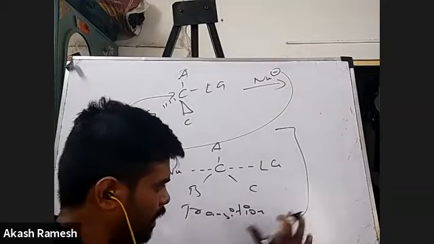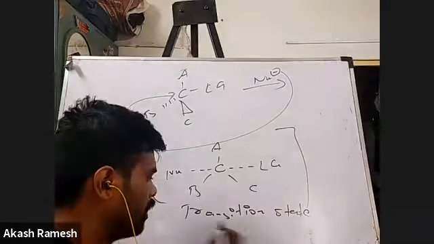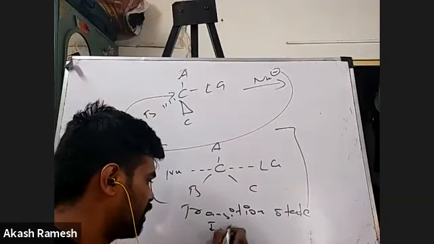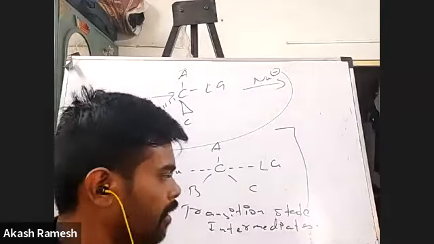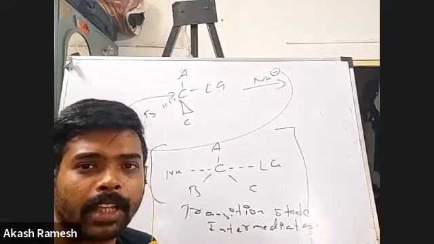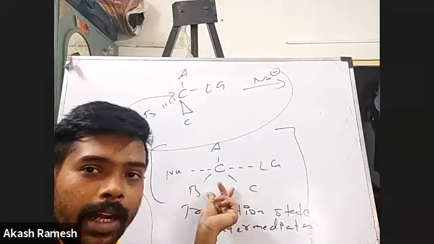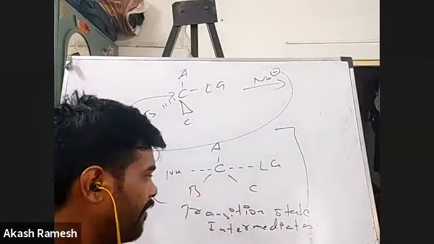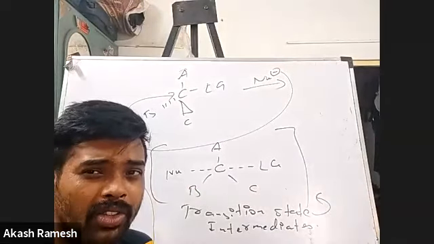But people use it whenever they want, at whatever time. So there's something called a transition state and intermediates. In this case, I will call this particular thing a transition state. Okay, so why is that?